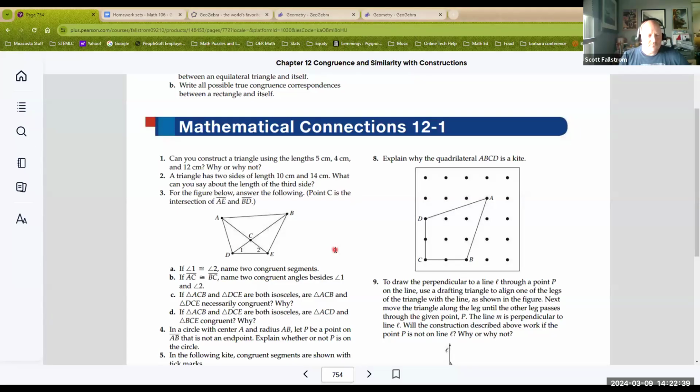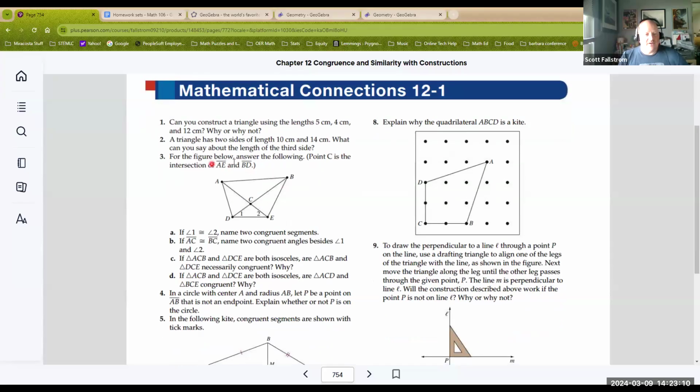Okay. Let's see here. A triangle has two sides of length 10 and 14. What can you say about the length of the third side? Okay, this ties together with number 1, and it ties together with a property we're going to discover in class. So I don't know if I want to give too much away right now, but there is a relationship between the third side and the other two sides. So any two sides of a triangle, we can do something with those to create a relationship with the third side, if it is indeed a triangle.